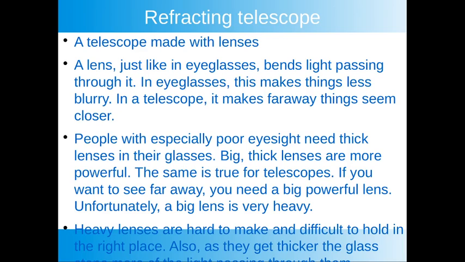People with especially poor eyesight need thick lenses in their glasses, and big thick lenses are more powerful. Same like that in telescopes too. If we want to see faraway objects, celestial objects, we need a big powerful lens. But actually a big powerful lens is a very heavy thing. Very heavy lenses are hard to make and difficult to hold in the right place.